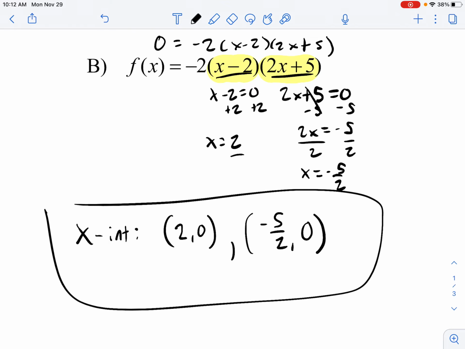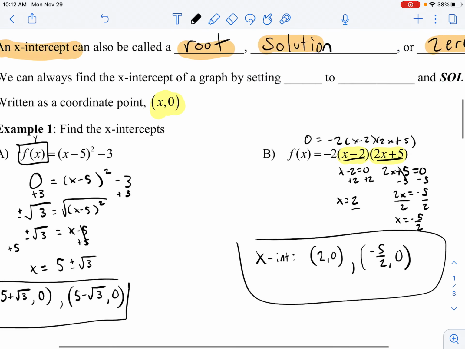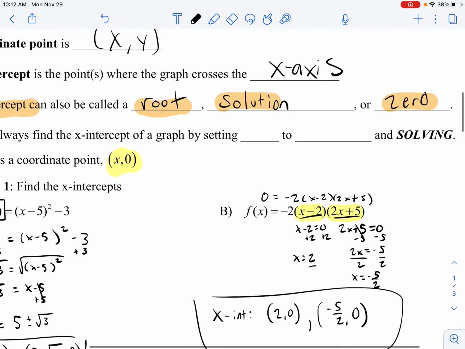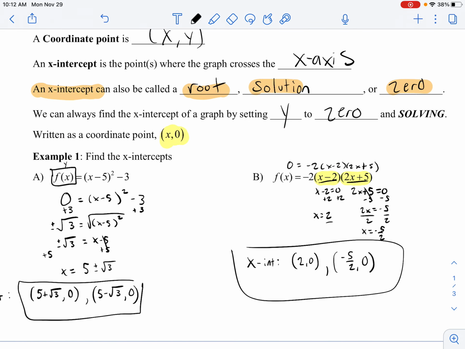Answer. Done. Oh, I accidentally skipped this: by setting y to 0. Whoops, my bad.